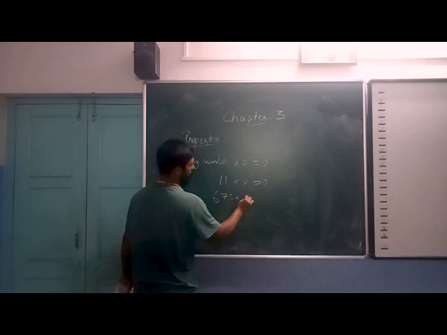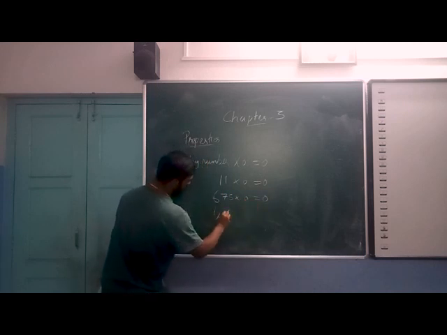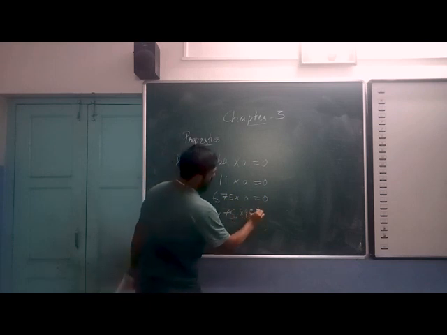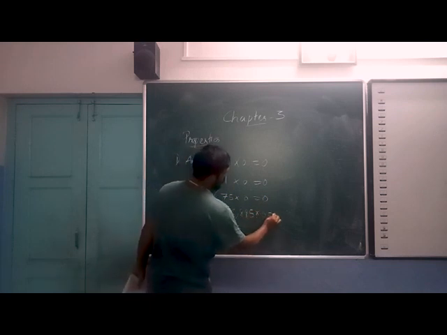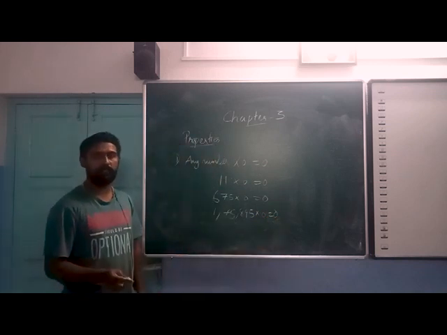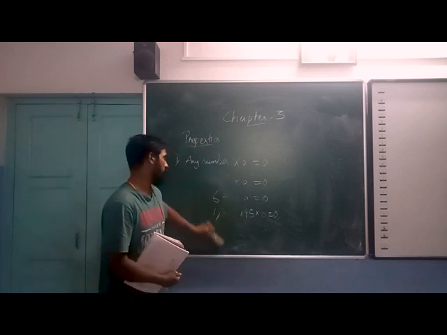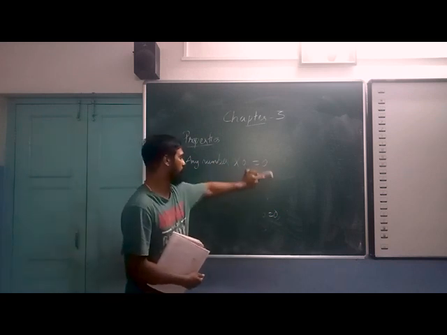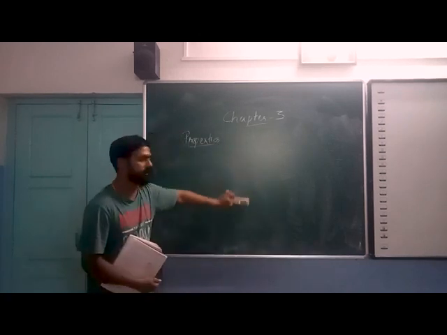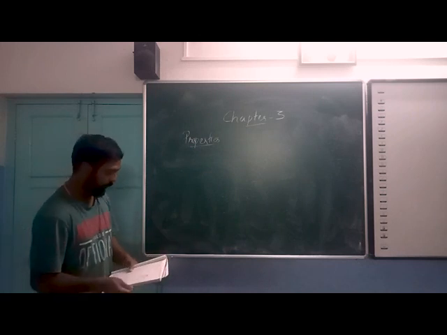675 into 0, 0. 1,75,895 into 0, 0. If you multiply any number with 0, the answer will be always 0. So this is the first property you have to learn. Multiplying any number with 0, the result, or the product, is always 0.